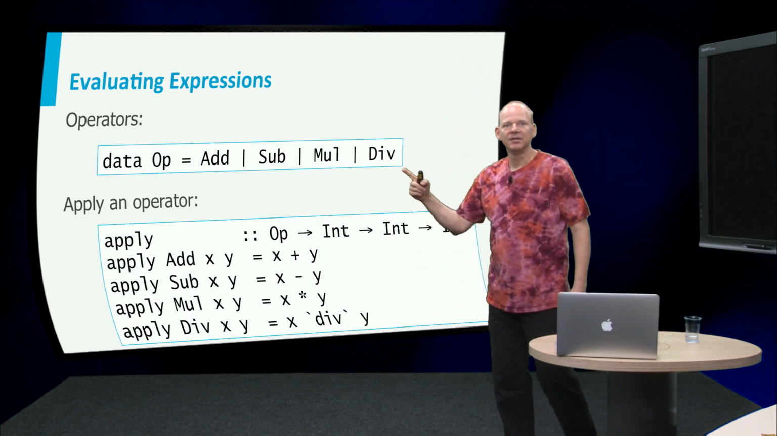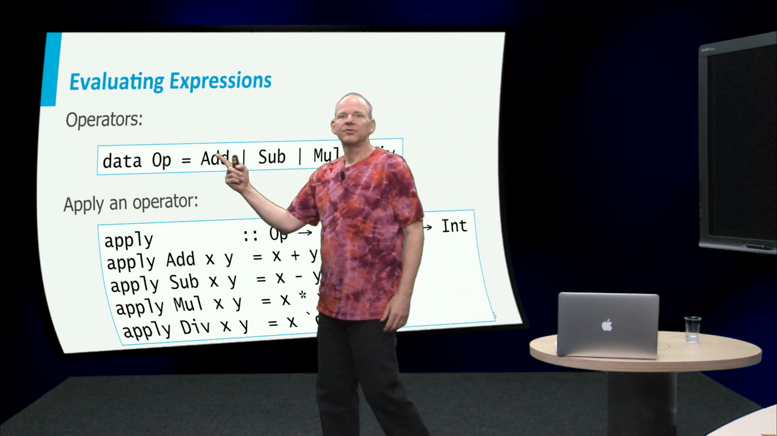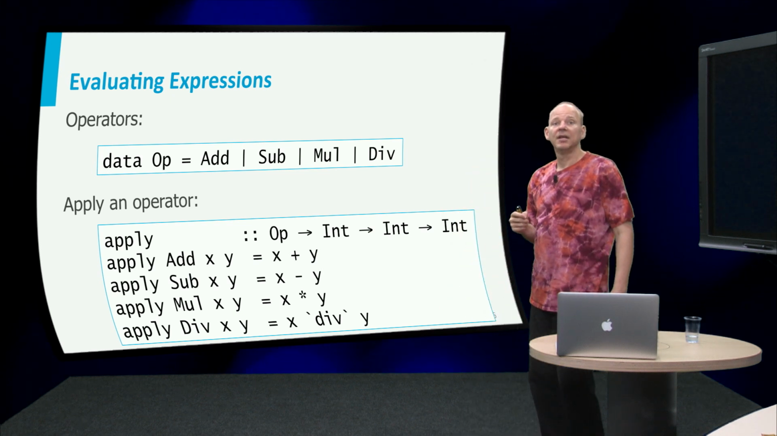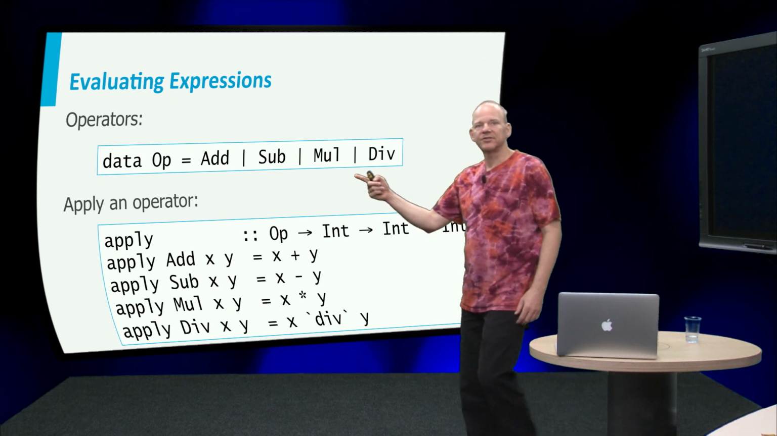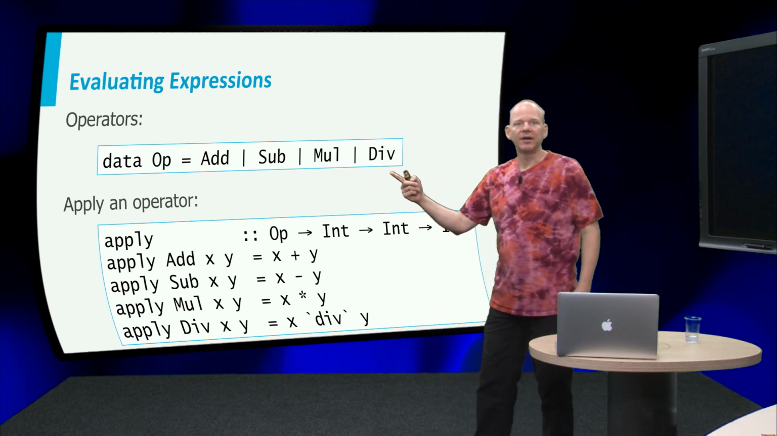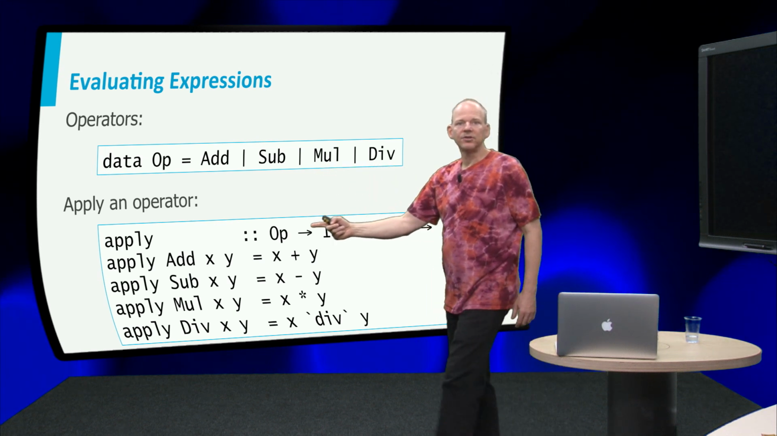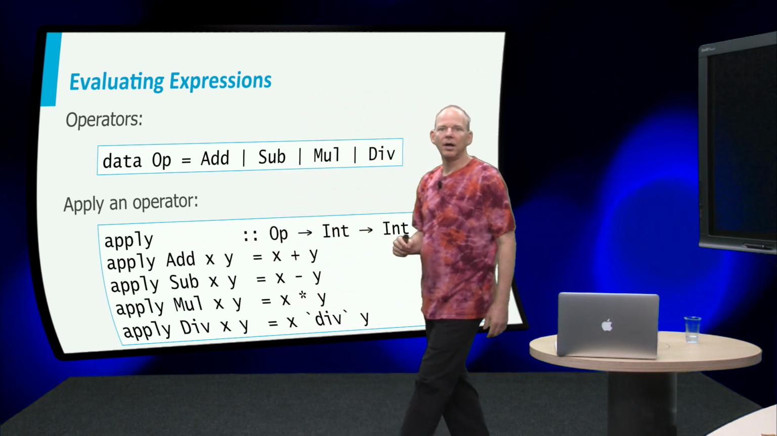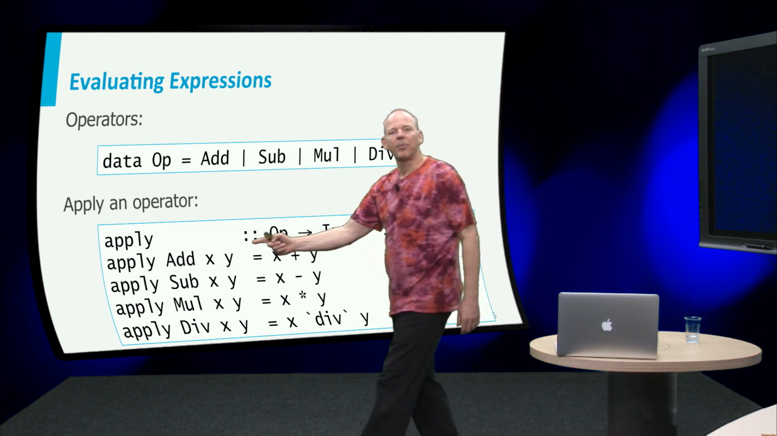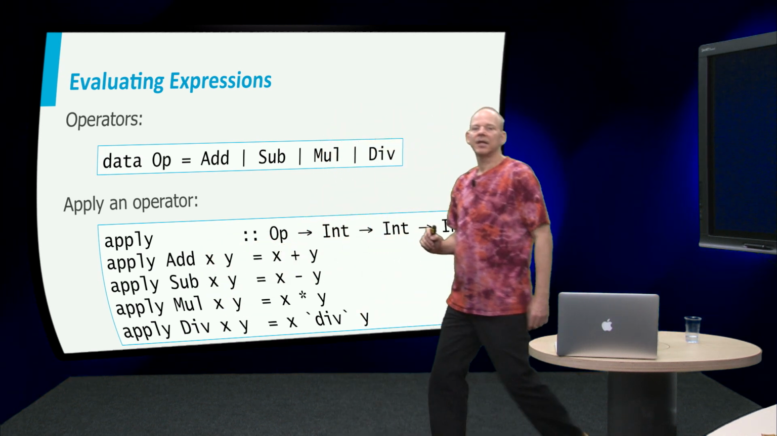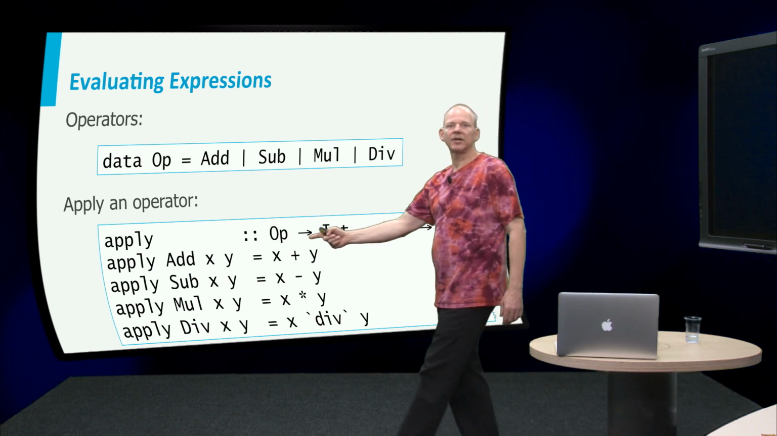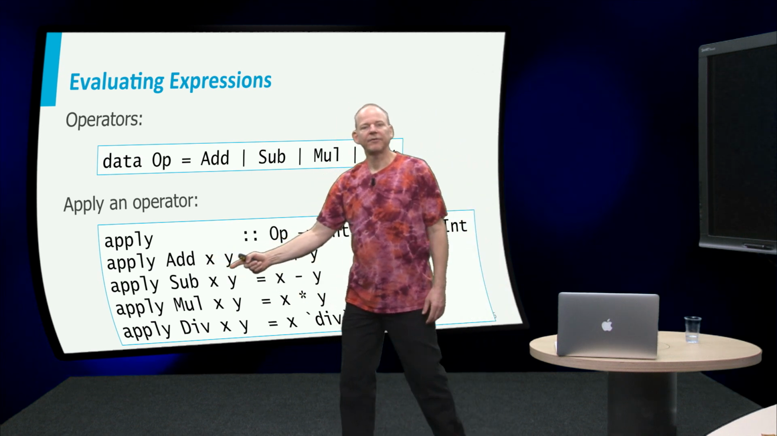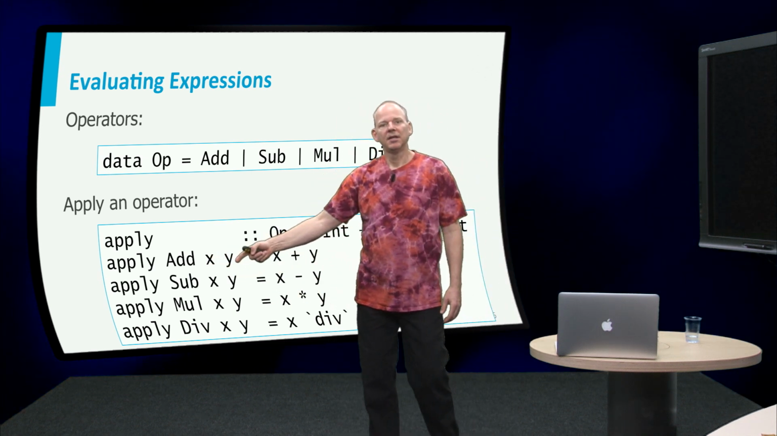Okay, here we go. So what we're going to do is we'll define our operators as an algebraic data type. So we have addition, subtraction, multiplication, and division. And we're going to define an evaluation function that takes two numbers and applies the operator. Okay? And it's straightforward. Whenever you want to add two numbers, you add two numbers. Whenever you want to subtract them, you subtract them, etc.